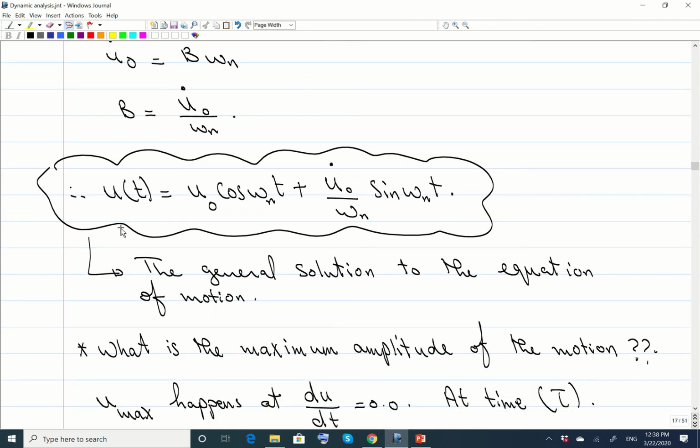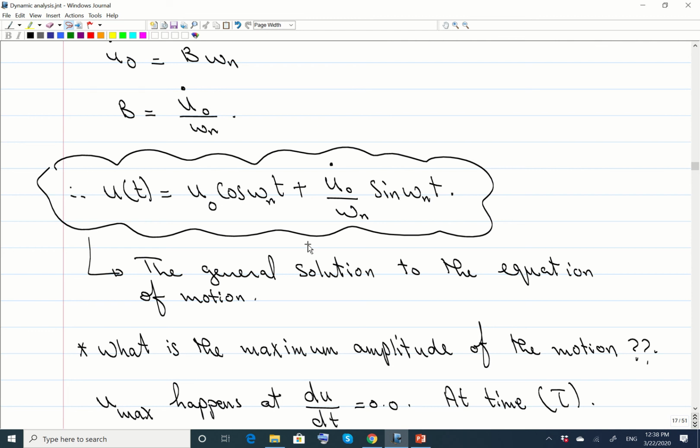Generally, you might have an initial displacement and the initial velocity is 0. If the initial velocity is 0, this term is going to cancel, and you only have u node cosine omega n t. Or, for example, you can have an initial velocity but the initial displacement is 0. You have a structure, you give it an initial velocity, and then it's going to keep vibrating. That means that this term is going to cancel. You only have the second term over here.